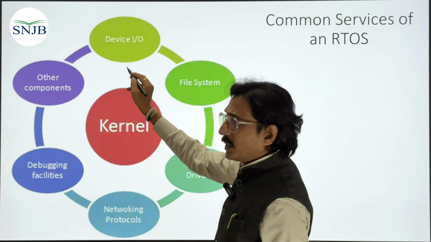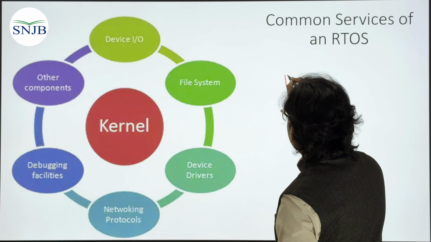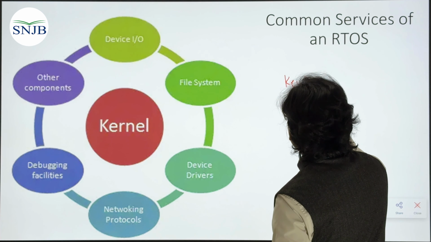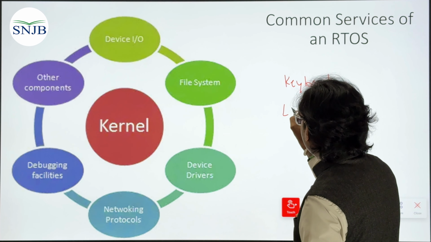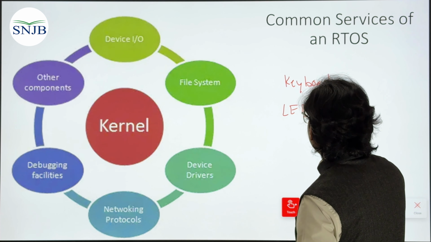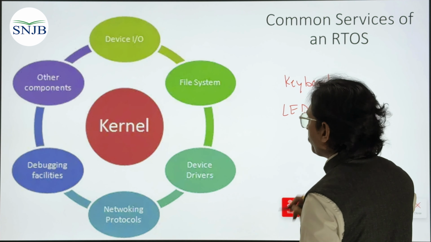For example, device input output is there. Which input output devices are there? Keyboard, for example, this is one of the input devices. Output devices are light emitting diodes, liquid crystal displays, and motors, for example.